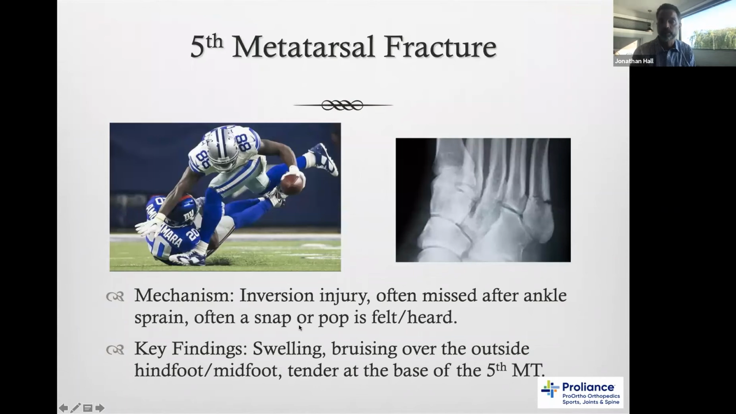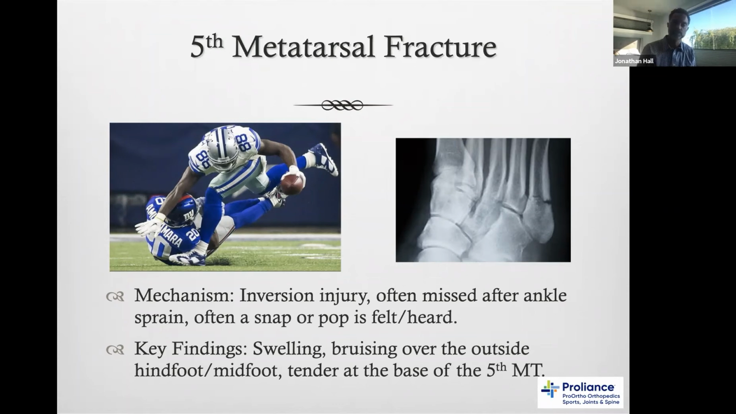Fifth metatarsal fracture. People use the word Jones fracture as synonymous to a fifth metatarsal fracture. There are actually multiple different types of metatarsal fractures. The Jones fracture is the one named because of its poor ability to heal on its own. It's about a 30 to 40% non-union rate, and that's just because of where it resides on the bone.